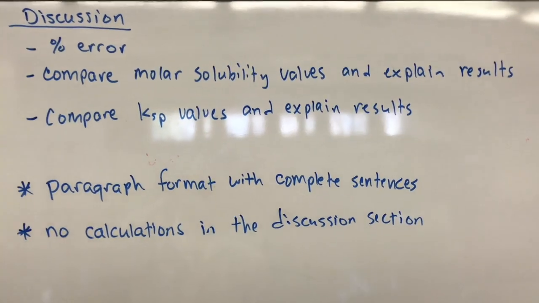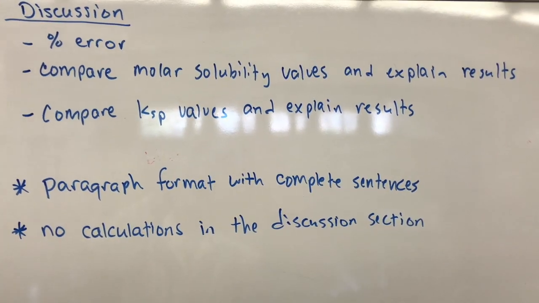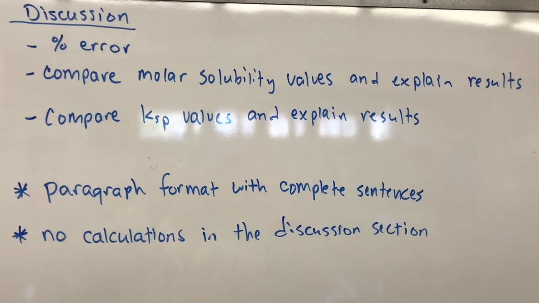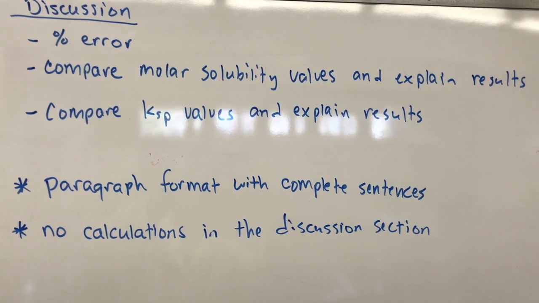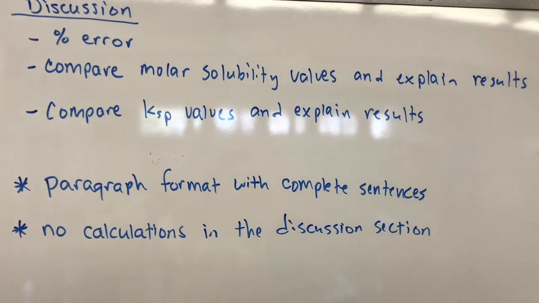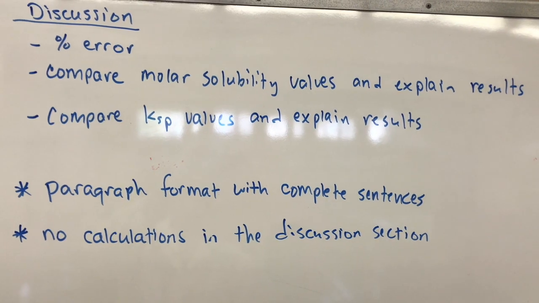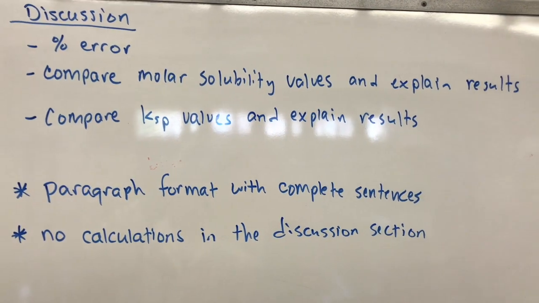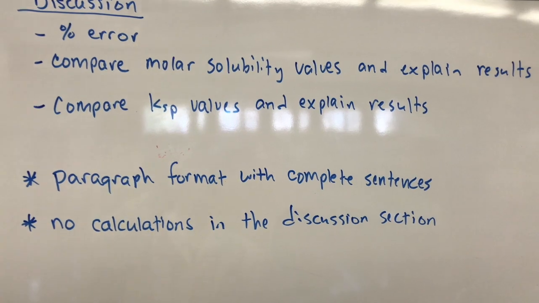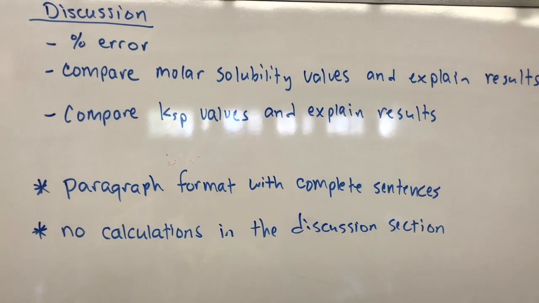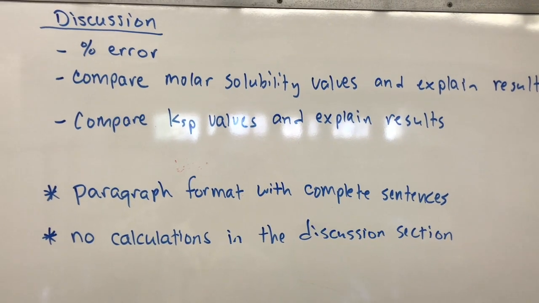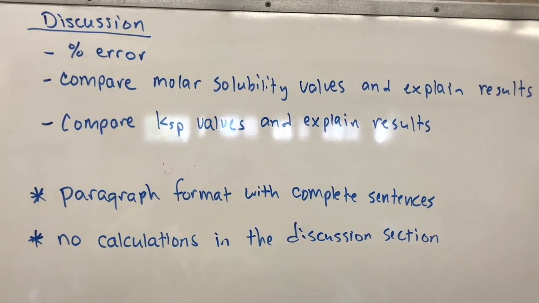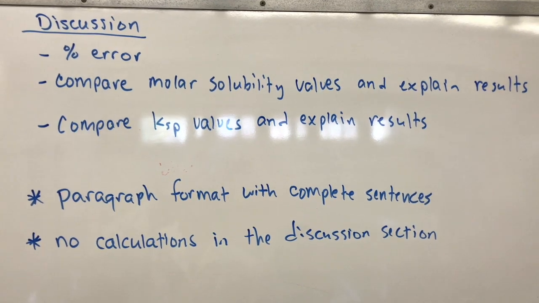For your discussion, you're going to calculate your percent error, compare your molar solubility results from part 1 and 2, and compare your KSP values from part 1 and 2. Comparing these values means not just listing your results, but also explaining them and whether they make sense or not and why. Make sure that you do this all in a complete paragraph with complete sentences, and there should be no further calculations in your discussion section. You're just explaining the results that you found. Okay.